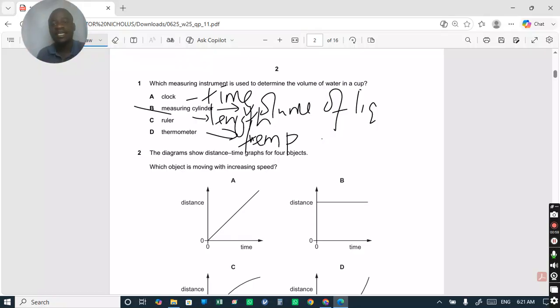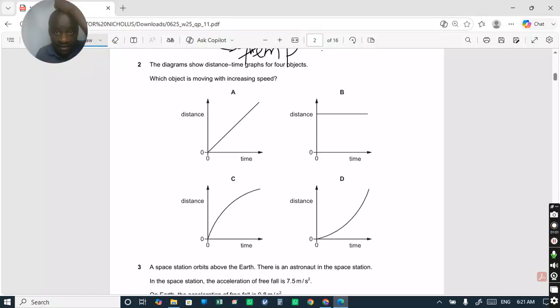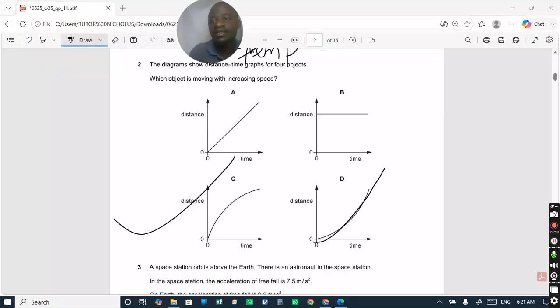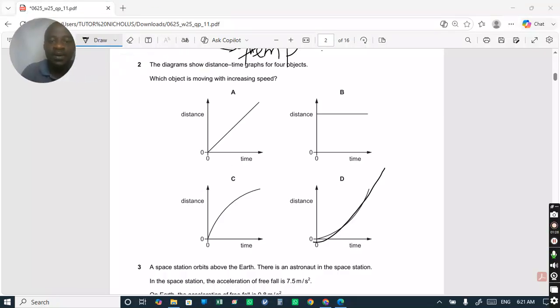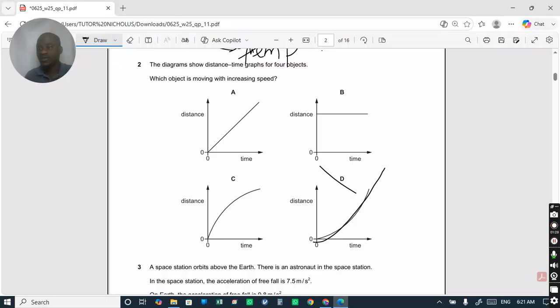Question 2. The diagram shows a distance-time graph of 4 objects. Which object is moving with increasing speed? So when you look at diagram D, we can see that the gradient increases with the time. Gradient is normally the slope. So that gradient is increasing with time. Our answer is D, because speed increases with the time.